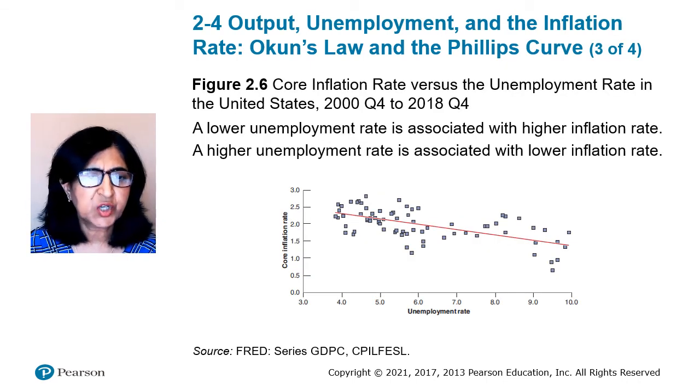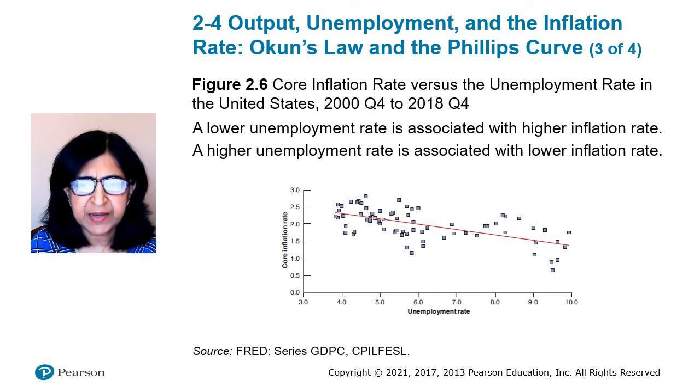The Phillips curve. Figure 2.6 shows core inflation rate versus the unemployment rate in the United States, 2000 Q4 to 2018 Q4. Figure 2.6 plots the quarterly core inflation rate on the vertical axis. This rate is the inflation rate constructed by leaving out volatile prices such as food and energy.